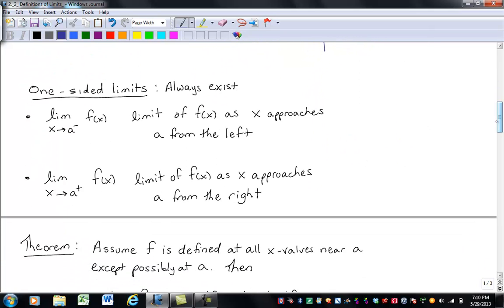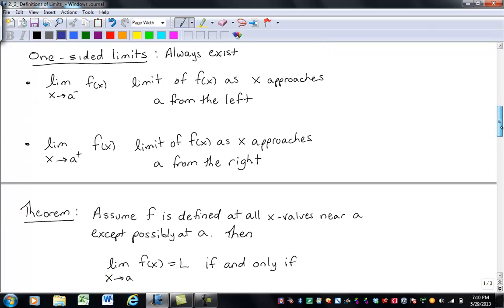And this is what we've already said. The one-sided limits are going to exist. The first one is the limit as x approaches a from the left of f of x. And that's how it's read. That's what the negative sign means. And the limit as x approaches a from the right of f of x.